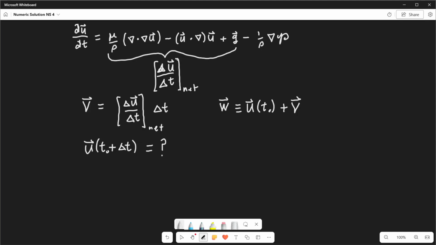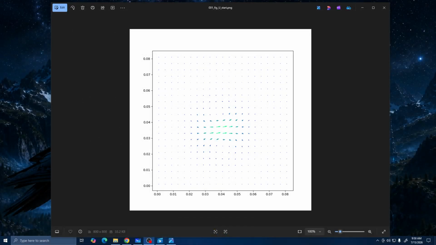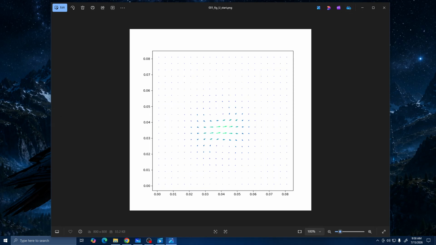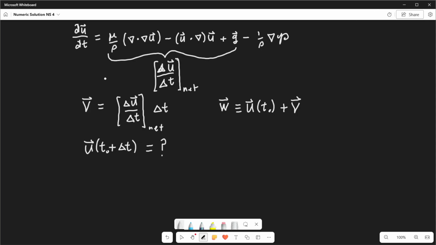The idea is there's some kind of velocity field that's defined on this grid. It starts at time 0, and then after a time step, it's going to change, possibly in response to a force, into a new velocity grid. So the question is how to do this.